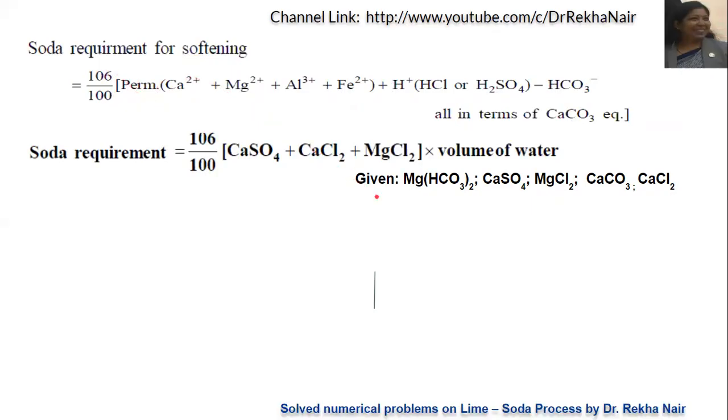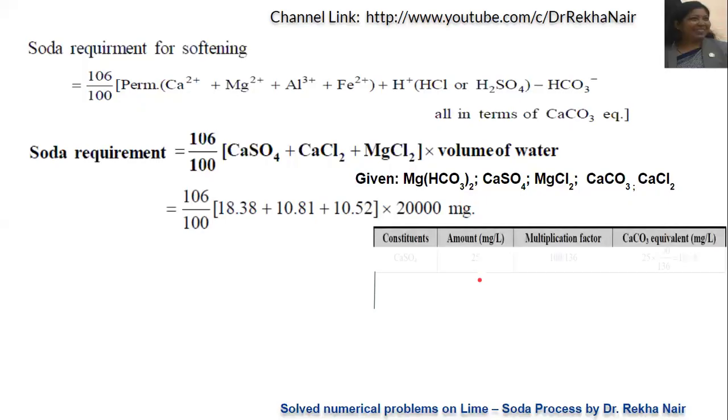Permanent calcium is given as calcium sulfate and calcium chloride, so we are taking both. And permanent magnesium is magnesium chloride here. There is no temporary calcium or magnesium in the formula, so we don't need to calculate all those things. And the other constituents like aluminum, iron, H plus or HCO3 minus are all absent. So we can directly multiply it with the volume of water.